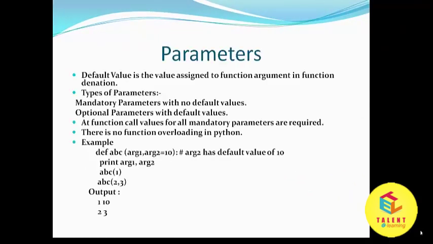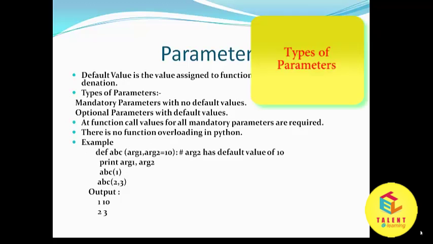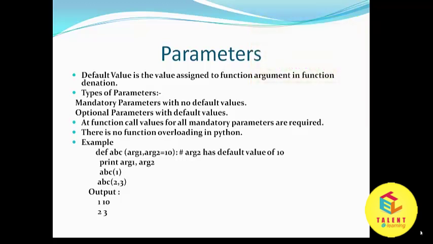Now we see the parameters. What are parameters? A default value is the value assigned to a function argument in the function definition. There are two types of parameters. First is mandatory parameters with no default values. Second is optional parameters with default values. At function call, values for all mandatory parameters are required. There is no function overloading in Python.